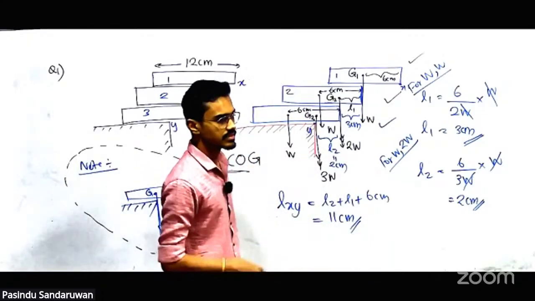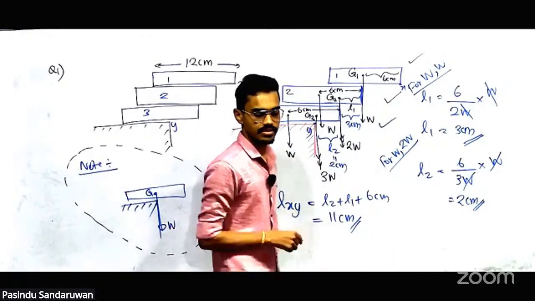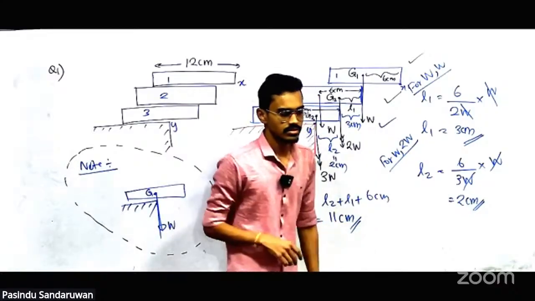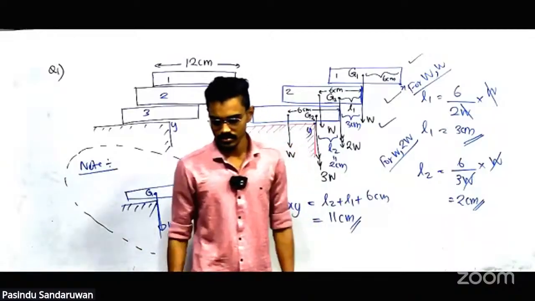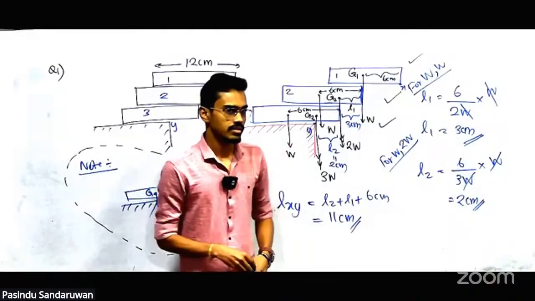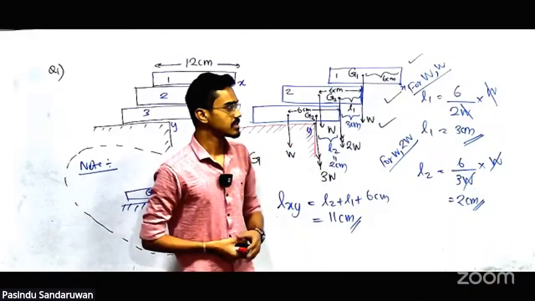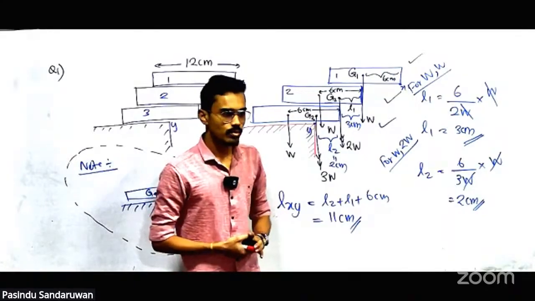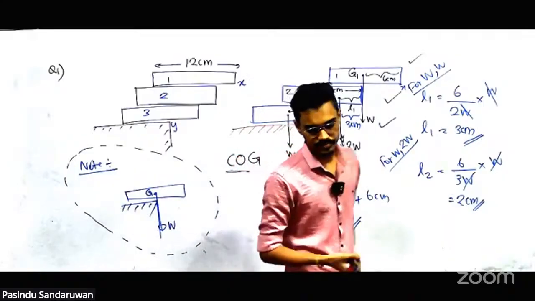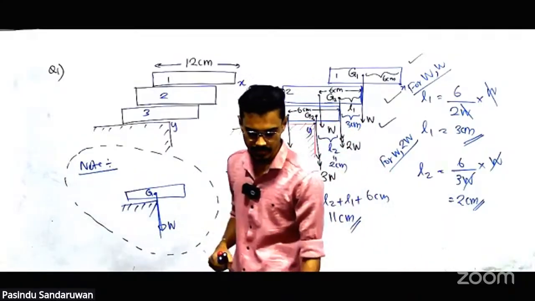Next point. G2 represents the center of gravity of the system of two books. 2 means 1 and 2. G2 represents the center of gravity of the system of books 1 and 2.